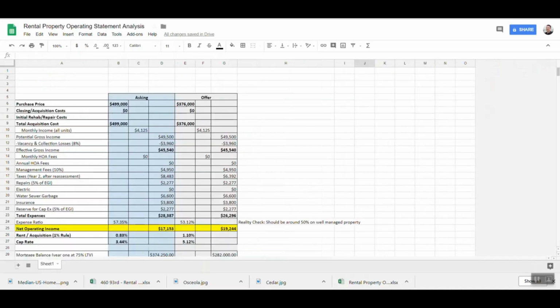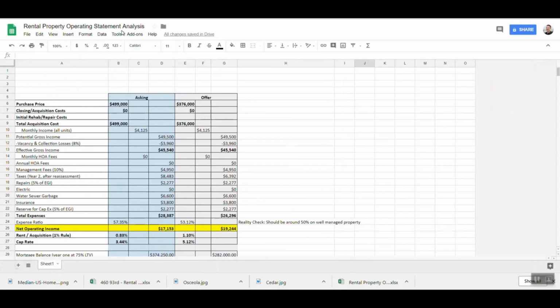So going back here to my rental property operating statement analysis spreadsheet. And by the way, I'm happy to share this spreadsheet with anybody who wants a copy of it. Shoot me an email or text me or whatever. Like I said, none of these are secret formulas. They're all widely used in the industry. I just happen to have put them all into a spreadsheet that I like and that I understand.